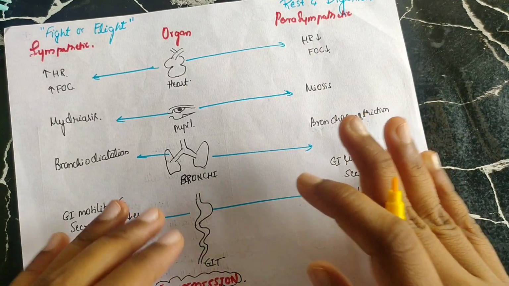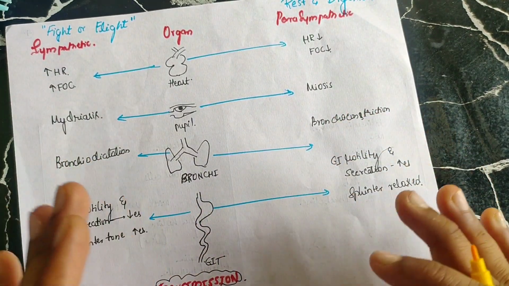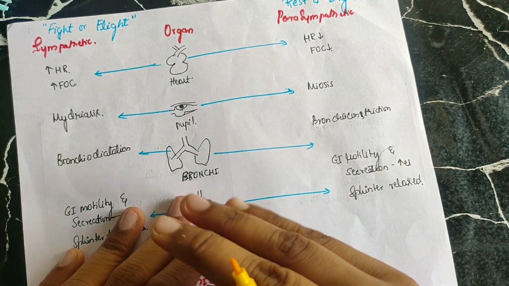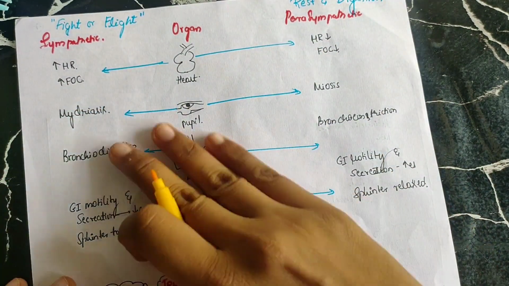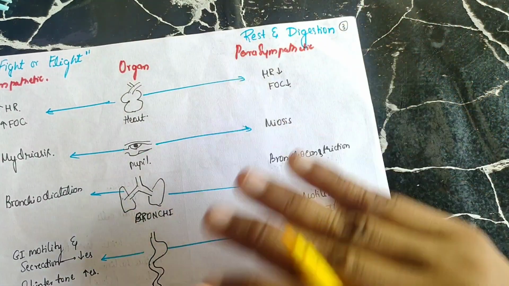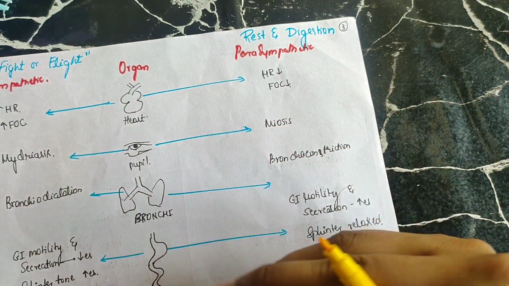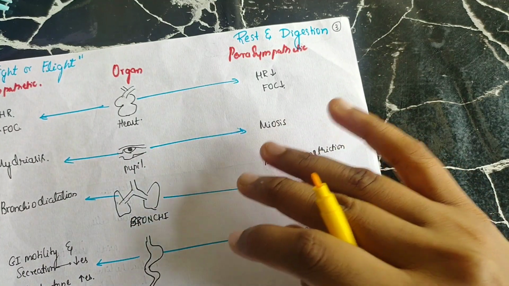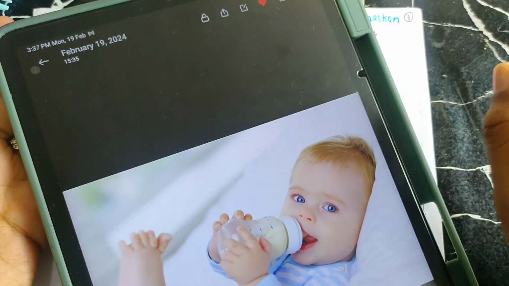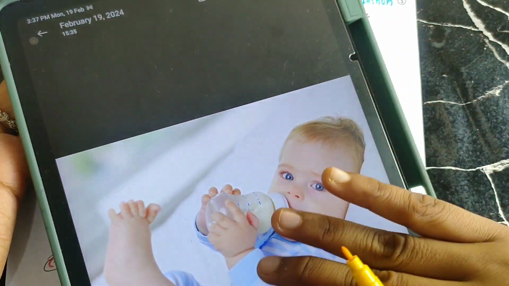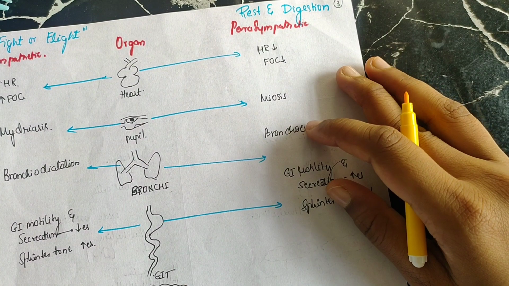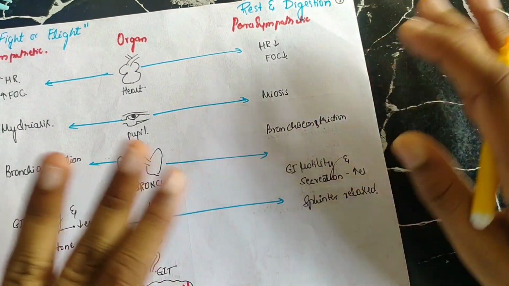Now I'll be teaching about the sympathetic and parasympathetic, and how to remember them. You need not mug up anything, you just need to imagine a situation so that you will remember all the functions of these two. First, take the parasympathetic nervous system. Parasympathetic is when you are not doing anything, like this baby, you are just drinking milk and then sleeping, so relaxing, and it helps in digestion. Parasympathetic helps in digestion and relaxation when you are not doing anything.